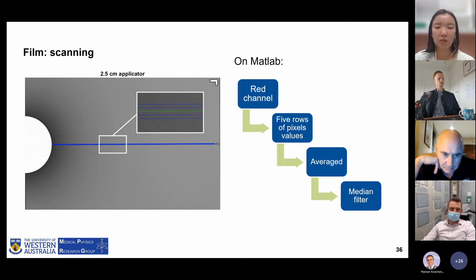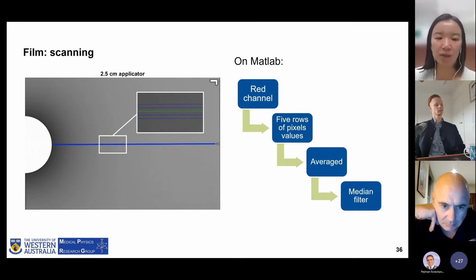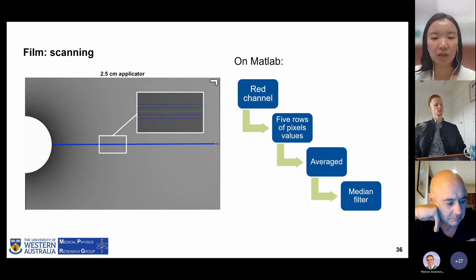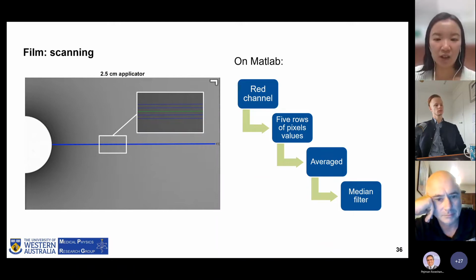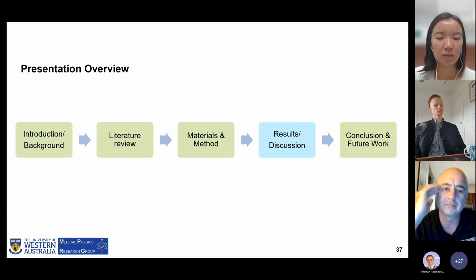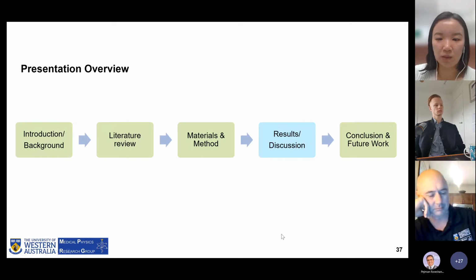To analyze the film, we used the red channel in MATLAB. This is the most accurate. We obtained 5 rows of pixel values, averaged these, and then passed a median filter through it to reduce the noise. Moving on to results.